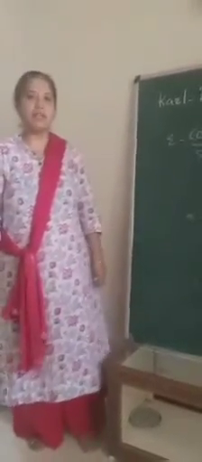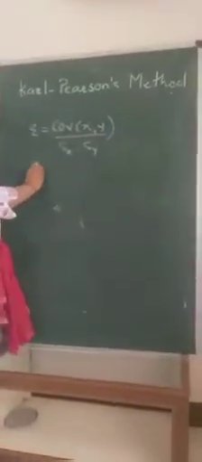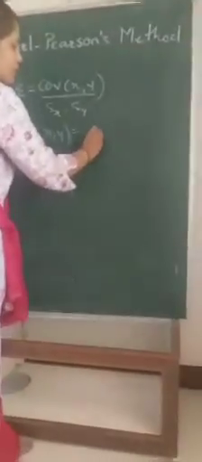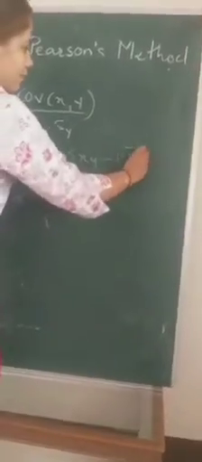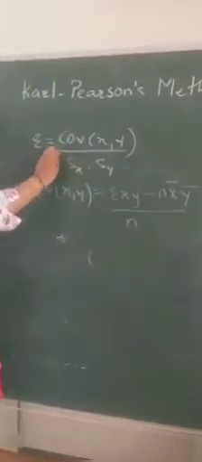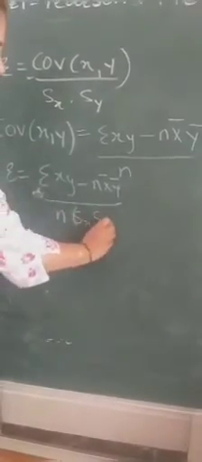Last time we have studied what is covariance. Now the covariance formula can also be written as summation xy minus n x bar y bar upon n. So if I replace this value in this formula, r becomes summation xy minus n x bar y bar upon n sx into sy.